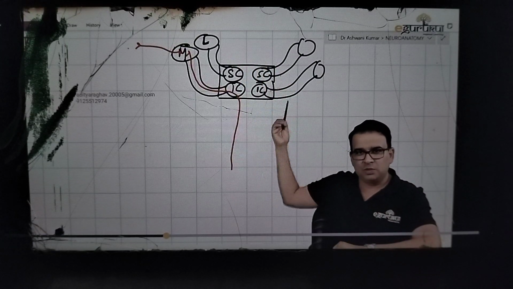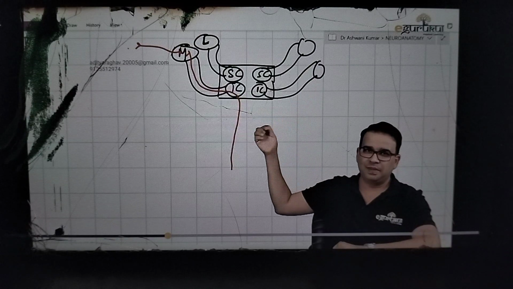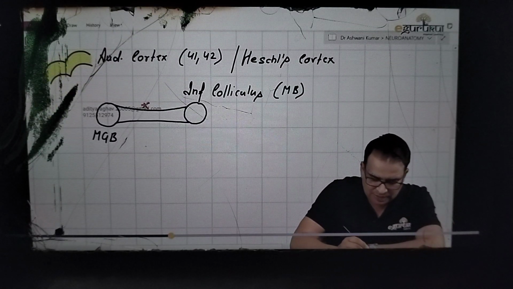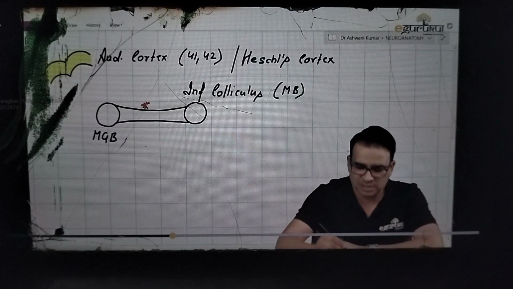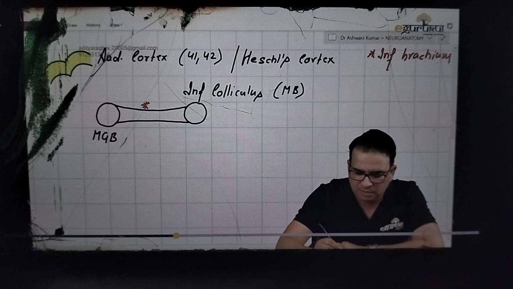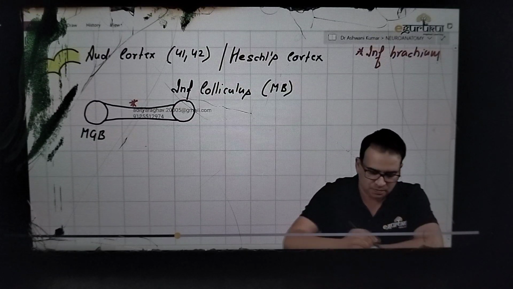Inferior colliculus is below, so it is connected to medial geniculate body by what brachium? Inferior brachium. And that's what we just said, that this brachium here, which is connecting the inferior colliculus of midbrain to the medial geniculate body, is the inferior brachium. Brachium is just a white matter bundle, nothing special.